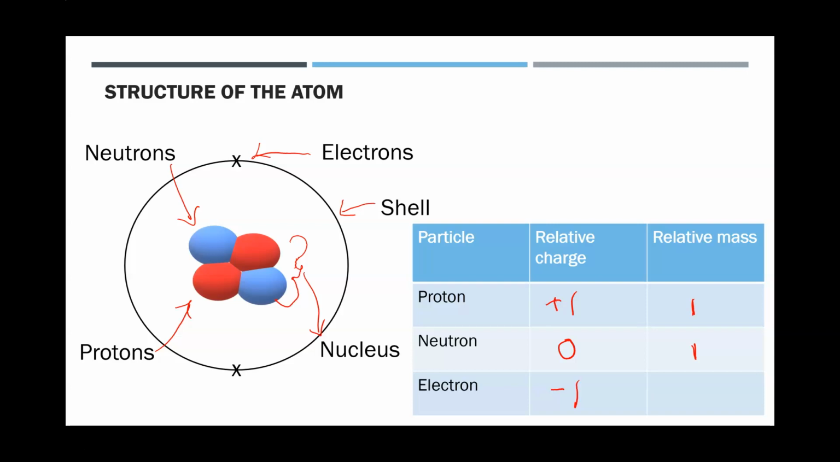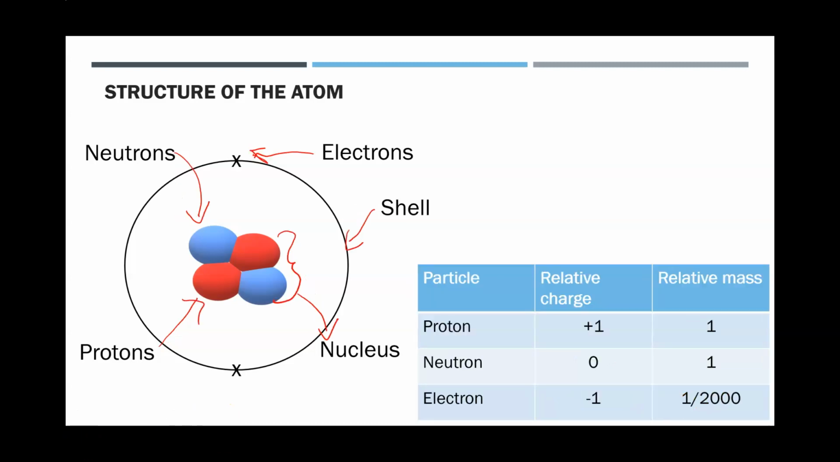Now, our electrons are 2,000 times smaller than a proton. So we are going to give them a mass of 1 over 2,000. That just means it has 2,000 times less mass than a proton or a neutron. We also use the term negligible, which means very, very small. So we've moved on slightly from last week, looking at the relative mass of a proton, neutron and electron.